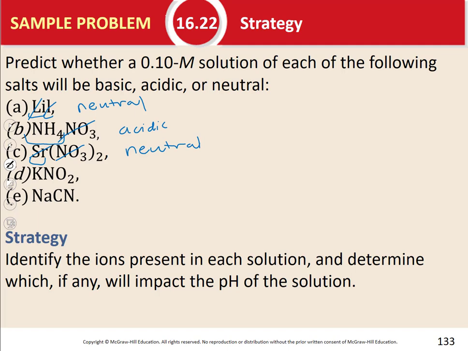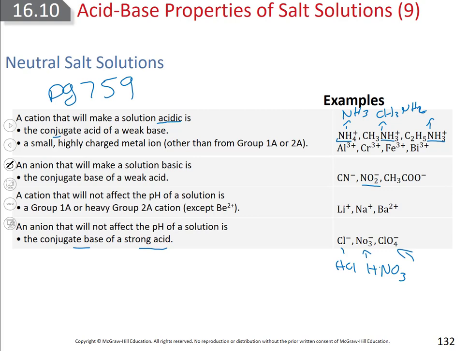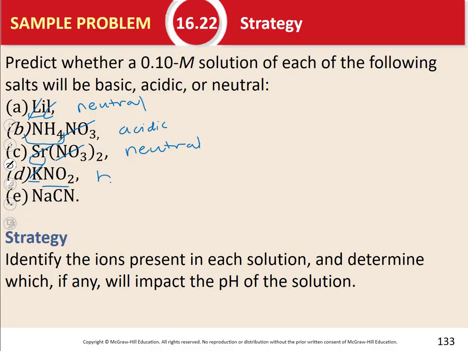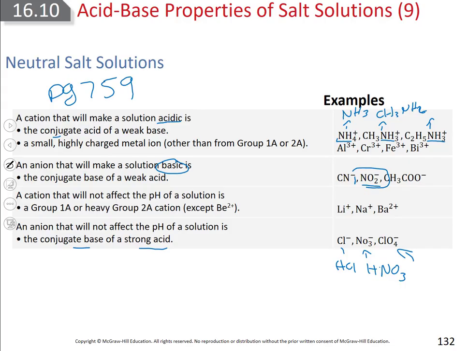Potassium nitrite. Can potassium affect the pH? Nope. Group 1A. Can nitrite affect the pH? Yes. Nitrite is the conjugate base of nitrous acid, which is a weak acid. Therefore, we make a basic solution. Sodium cyanide. Can sodium affect the pH? No. Can cyanide affect the pH? Yes. Cyanide is the conjugate base of a weak acid, therefore it is a basic solution.